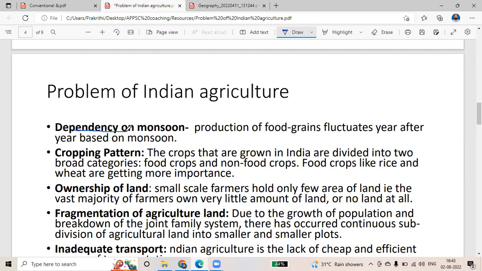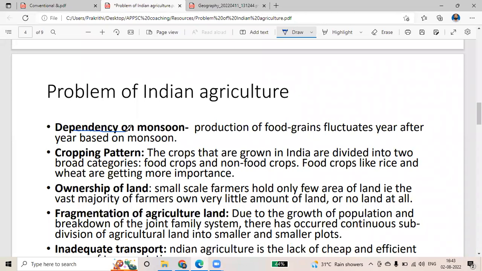So any fluctuation in the monsoon will affect agriculture. If there is too much rainfall, that will affect the growth of the crop. On the other side, if there is very little rainfall, that will also affect the crop. So production is directly proportional to the precipitation, the monsoon. It mostly depends on the monsoon.